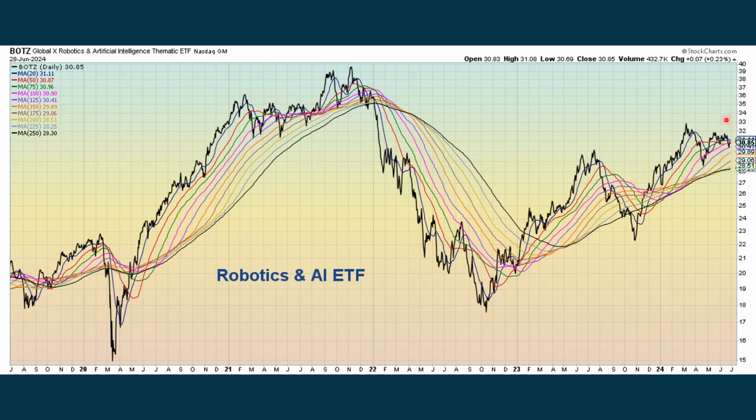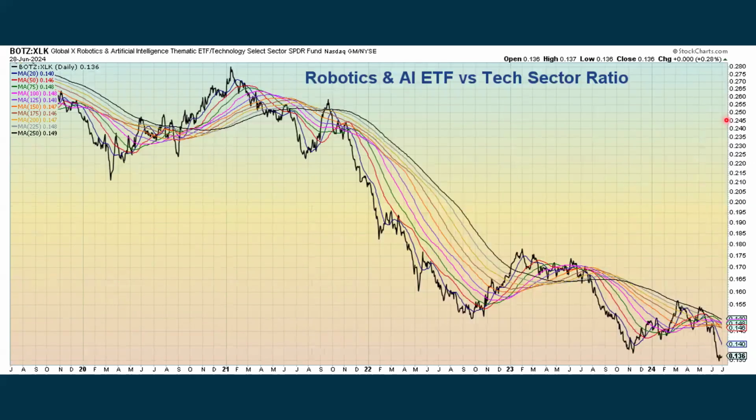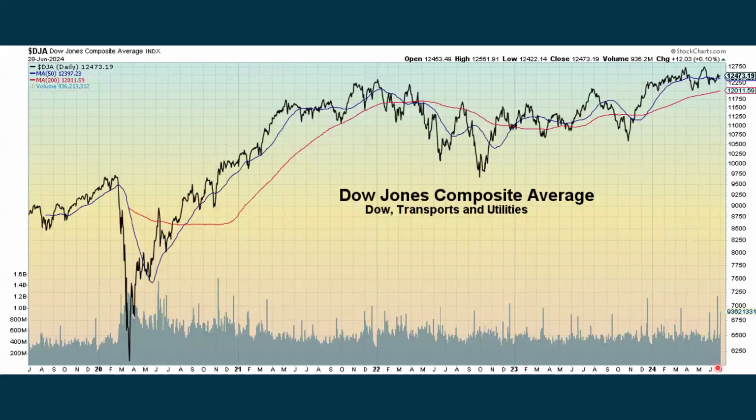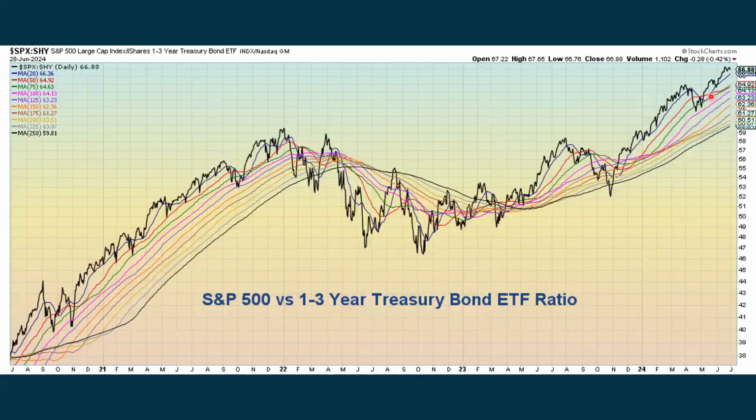And NVIDIA is included in this ETF. But where it's a little disappointing is when we compare it to the tech sector. The AI ETF is really underperforming and has been for quite a while. Then we look at the Dow Jones Composite Average, which takes the Dow, the transports, and the utilities together. And it is in an uptrend when you put all of these three into one.